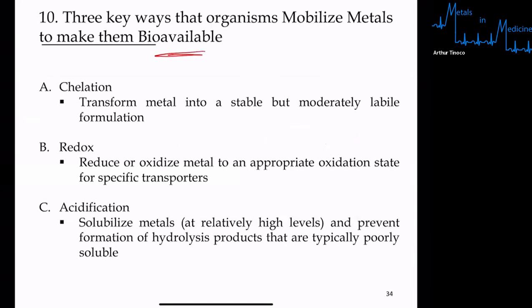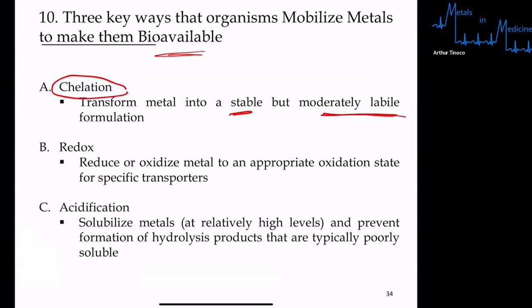There are some really principal ways that this can be done, and one of them is by chelation. Chelation, as the name implies, is that you use a ligand to coordinate onto the metal. In that process of coordinating the metal, you make it solubilized. This coordination interaction needs to be stable, but for bioavailability purposes, needs to be moderately labile.